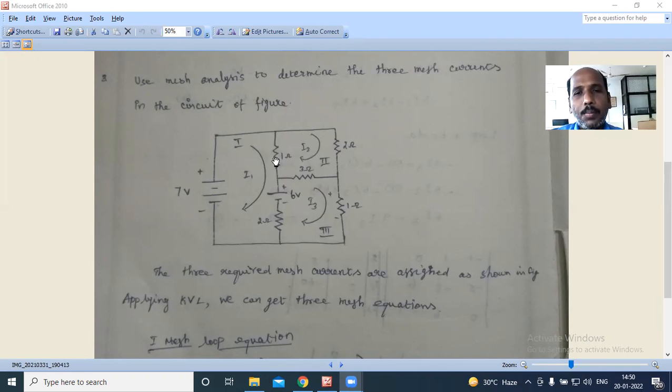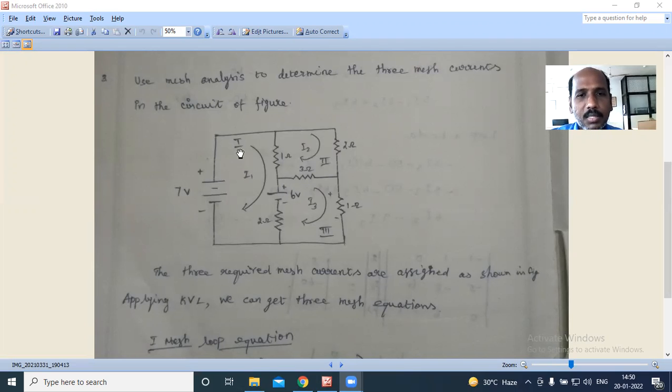Whenever you are going to apply the mesh method, the first step is you assume mesh currents, right? Generally, they will give circuits only. They will give, for example, a 7 volt battery, 1 ohm, on the other side 2 ohm, here a 6 volt battery, 2 ohm, 1 ohm. In the question, they will give only the circuit. First step, you have to assume the mesh current. That is what? Step 1, assume the mesh current.